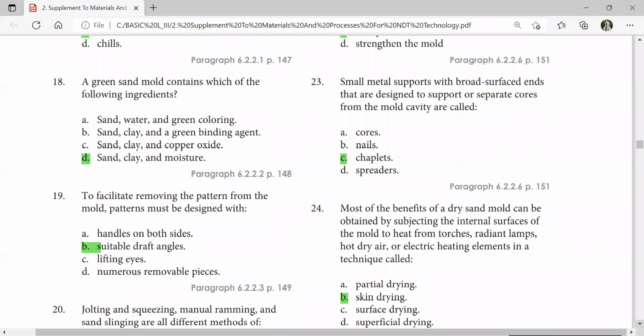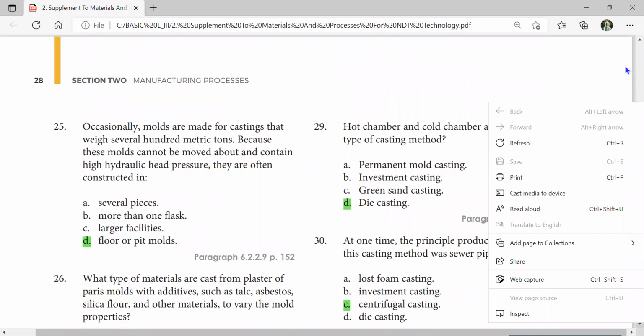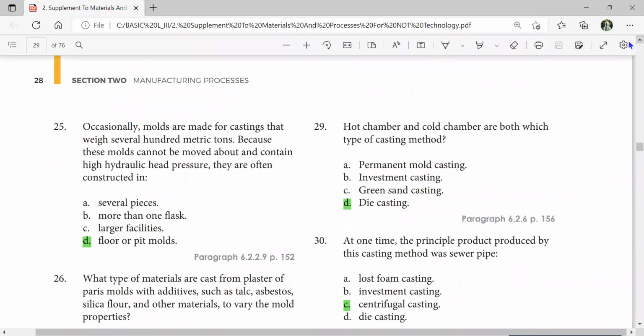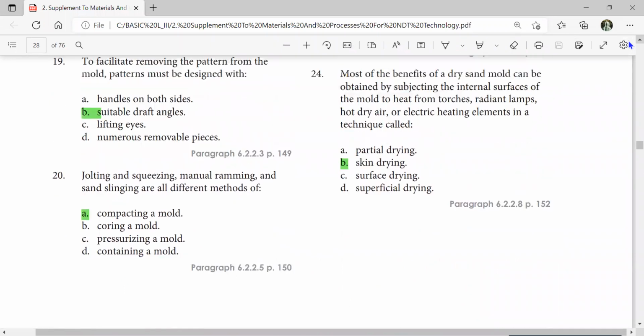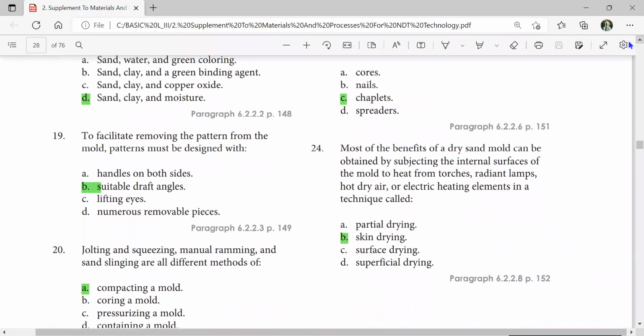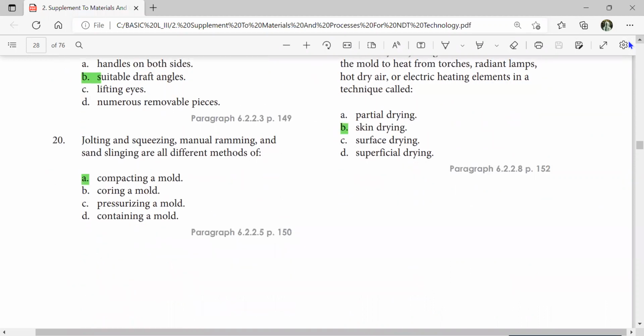To facilitate removing the pattern from the mold, patterns must be designed with suitable draft angles. Jolting and squeezing, manual ramming, and sand slinging are all different methods of compacting a mold.